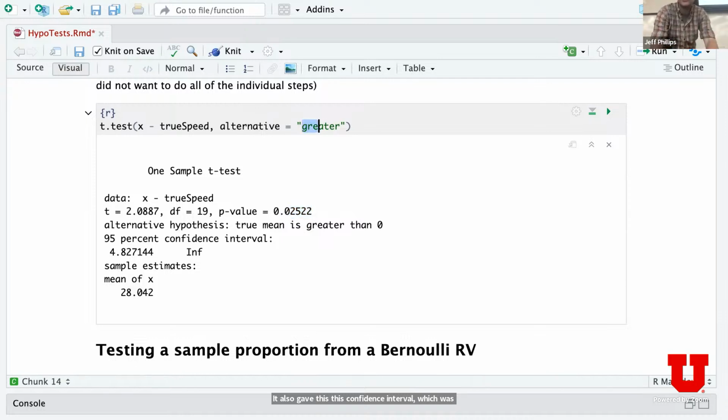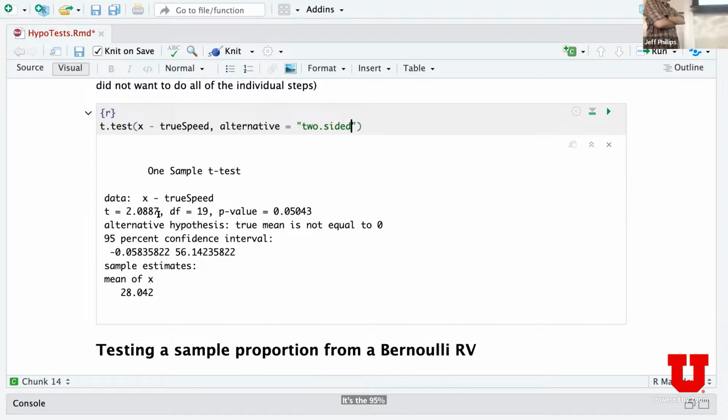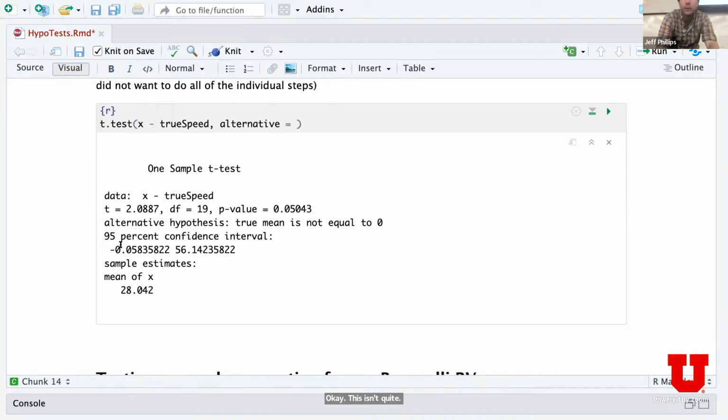Let me see what happens if I do two-sided. So it's looking at the t statistic instead. After I've normalized it, the 95% confidence interval is between negative 0.5 and 56. Okay, this isn't quite as useful.